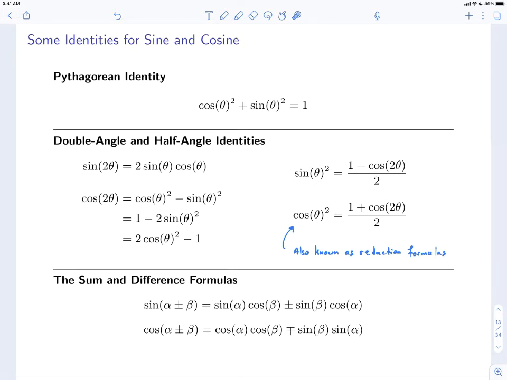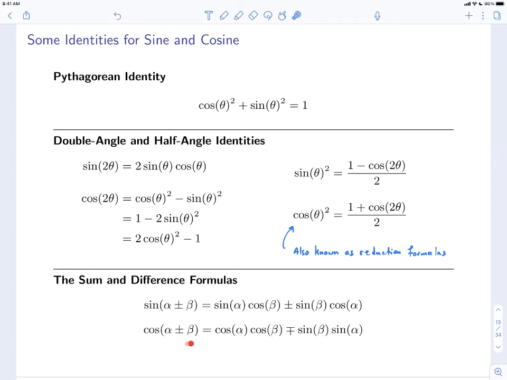So for any angles alpha and beta, we have sine of alpha plus or minus beta is equal to sine of alpha times cosine of beta plus or minus sine of beta cosine of alpha. So if it's alpha plus beta, then you choose the plus here. But if it's alpha minus beta, then you choose the minus here. So sine of alpha plus beta is sine of alpha cosine of beta plus sine of beta cosine alpha. And if it's a minus, you choose the minus.